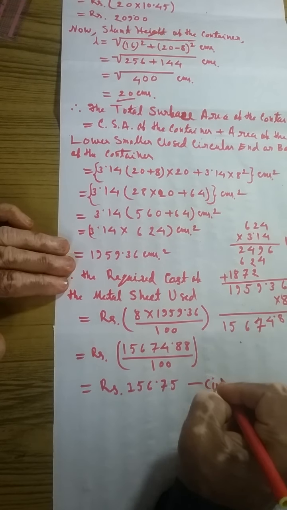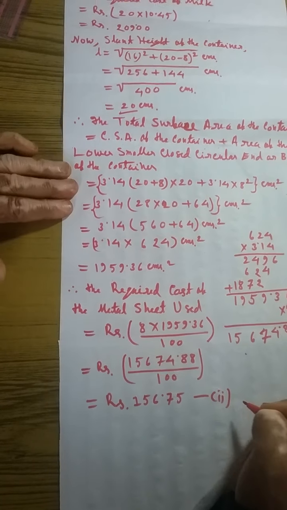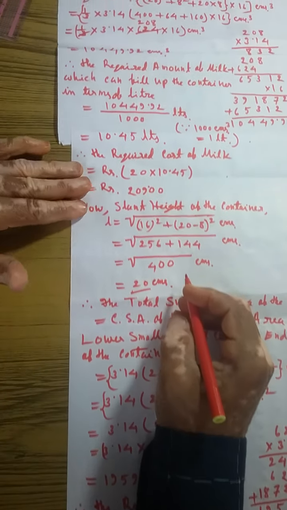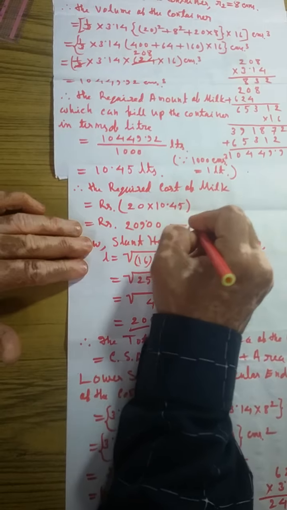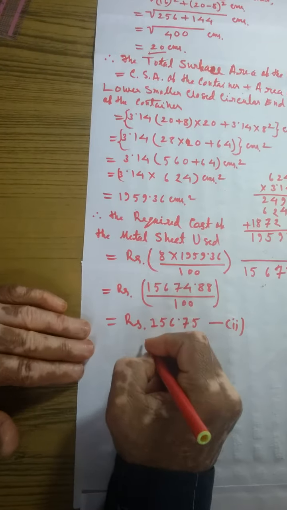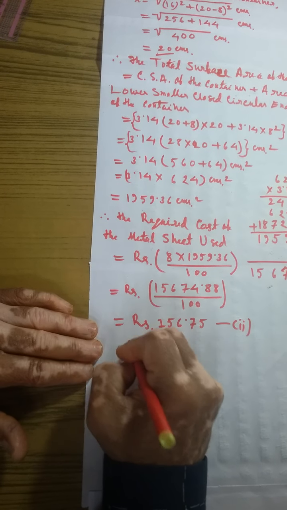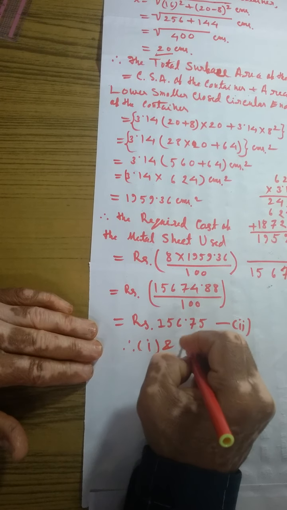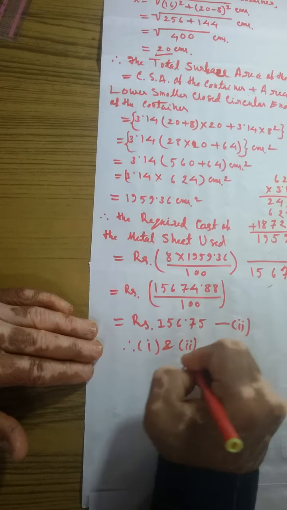So this one, number 2, if we take, so this one, number 1, if we take, so the answer will be, therefore, 1 and 2 are the answers.